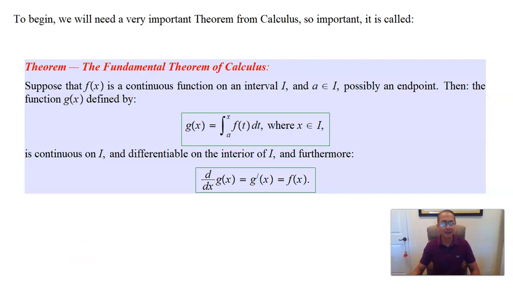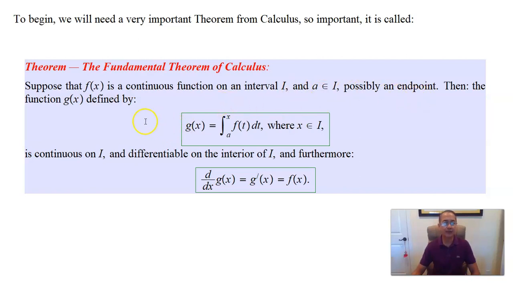But the part that you probably don't remember much is what leads to that formula. And it goes like this. Suppose you have a continuous function, f of x, on an interval I, and you pick a number a from that interval. Maybe it's an endpoint. So I'm not saying that the interval is closed or open or anything like that. It's just an interval.